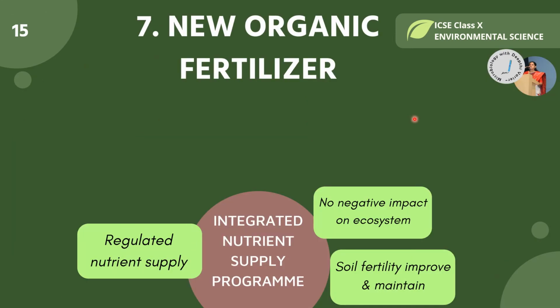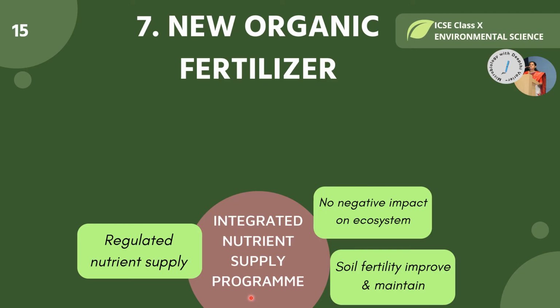The seventh one we have is use of new organic fertilizers. Now under this you need to know about the integrated nutrient supply program, and they've listed out a few organic fertilizers about which you need to know. So the integrated nutrient supply program is very important for maintaining the soil fertility and plant nutrient supply at an optimum level.